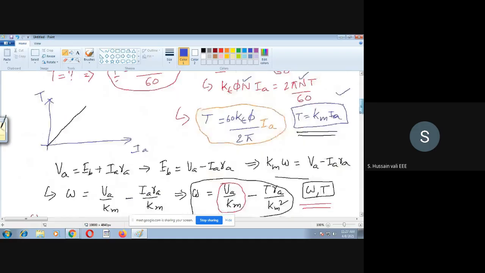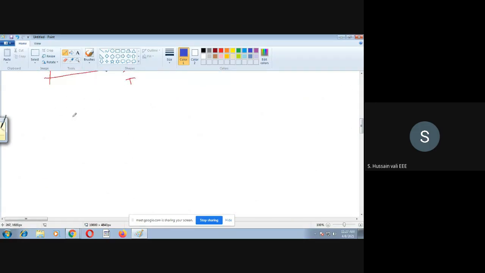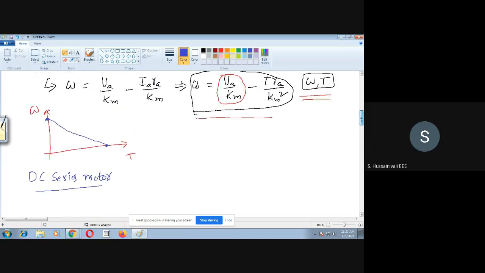Now we'll go to another type of DC motor which we require here. That is the DC series motor. Sir, is omega proportional to speed, sir? Yeah, please tell, omega proportional to speed.